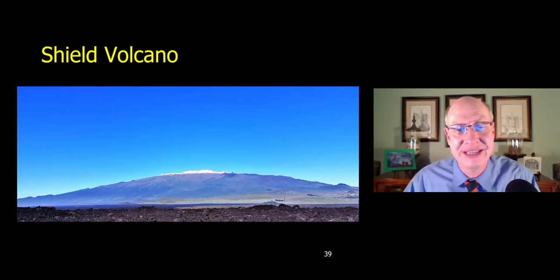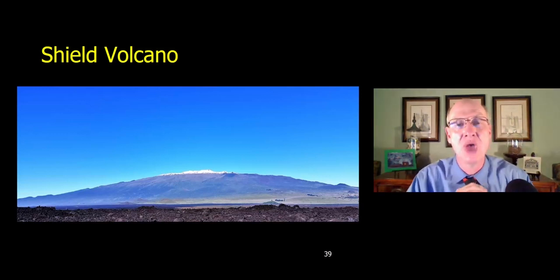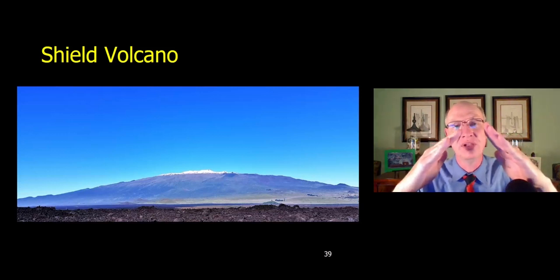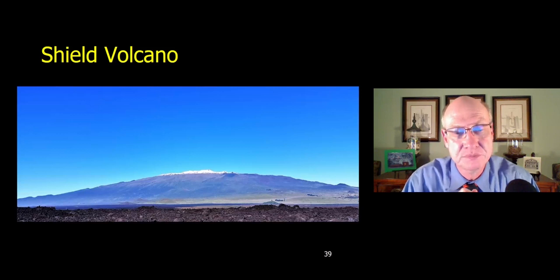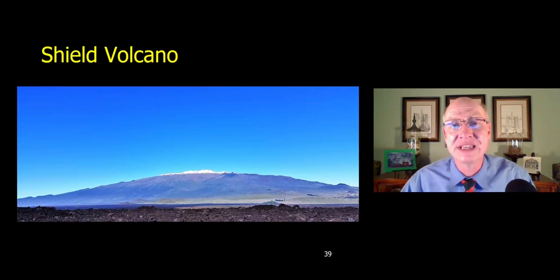And for that reason, shield volcanoes don't form the very steep-sided volcanoes. When you're a child and you draw a picture of a volcano, you typically draw something with very, very steep sides. Shield volcanoes typically have very, very gentle slopes to them. And those gentle slopes are a result of the fact that the lava is much thinner and much runnier than the lava that forms steep-sided volcanoes.